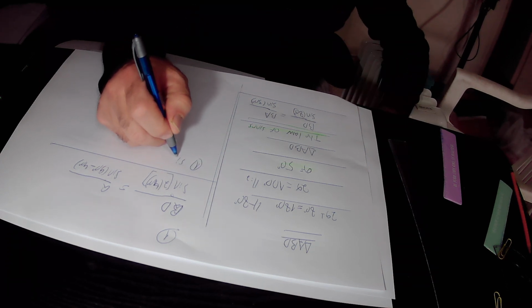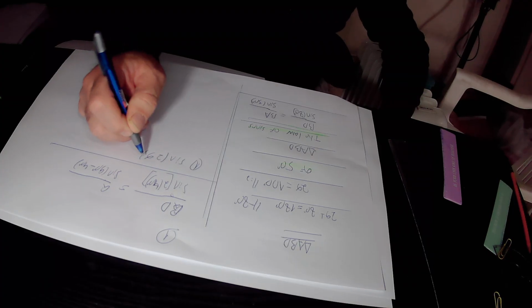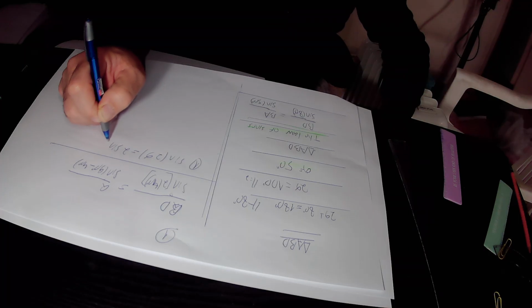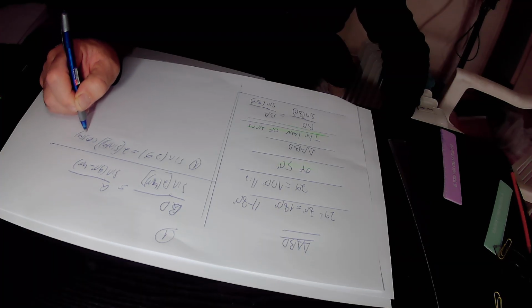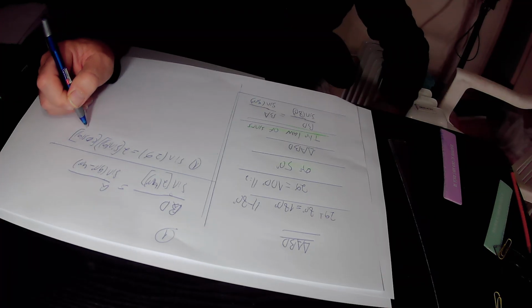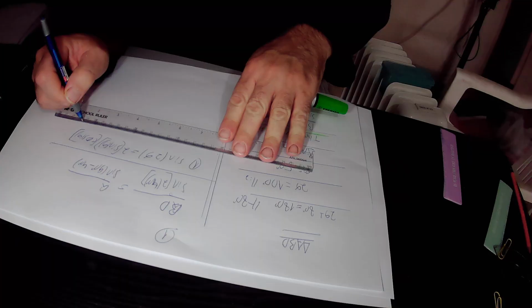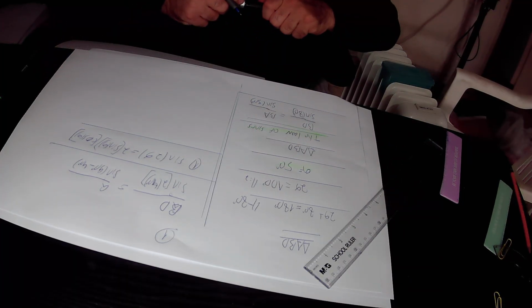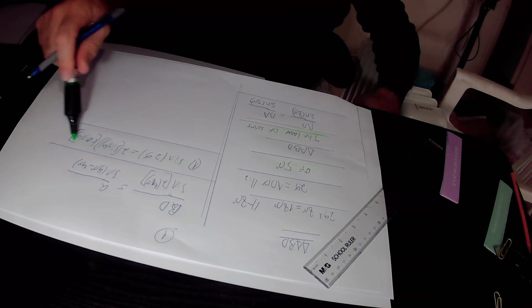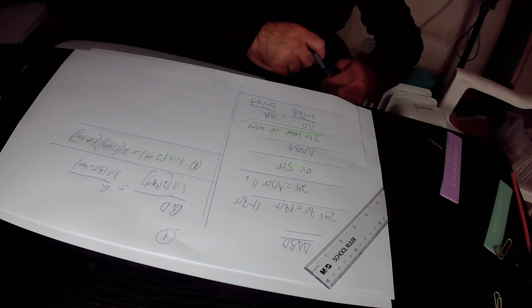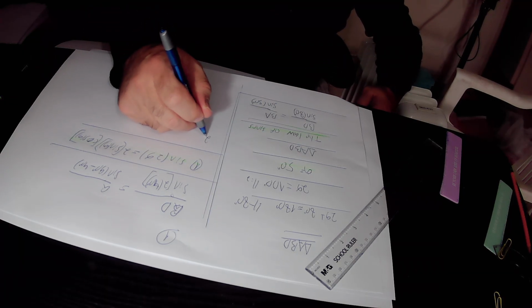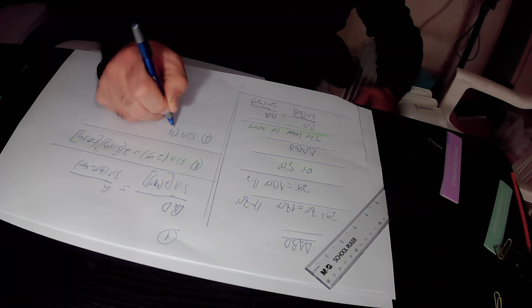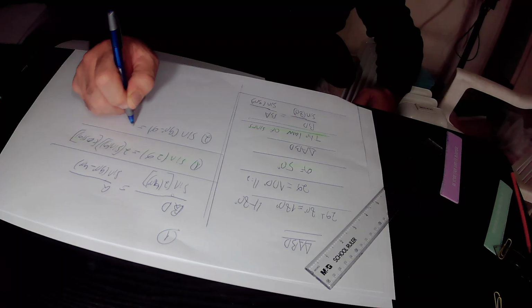Sine 2 alpha equals 2 times sine alpha cosine alpha. This is the first trigonometric identity. Sine 2 alpha equals 2 times sine alpha cosine alpha. And the second trigonometric identity is as follows. Sine 90 degrees minus alpha equals cosine alpha.